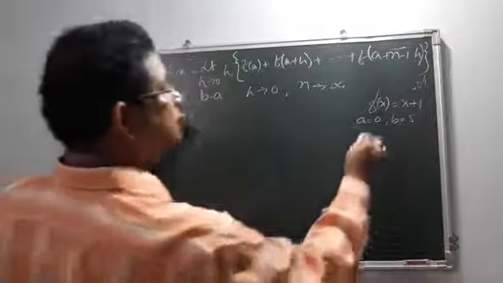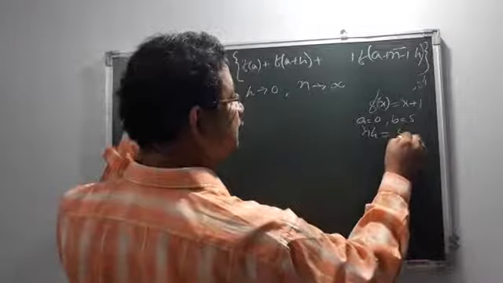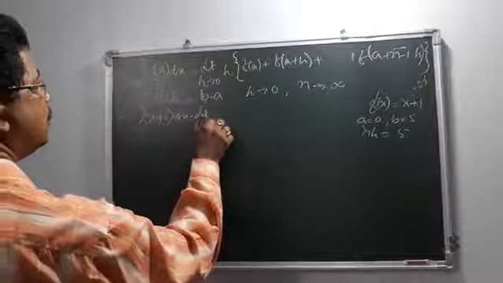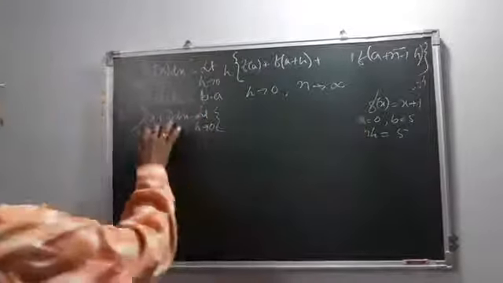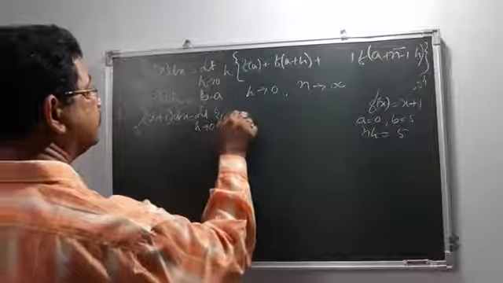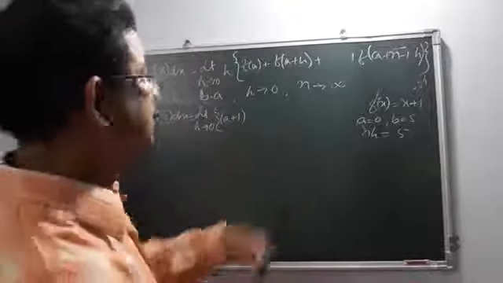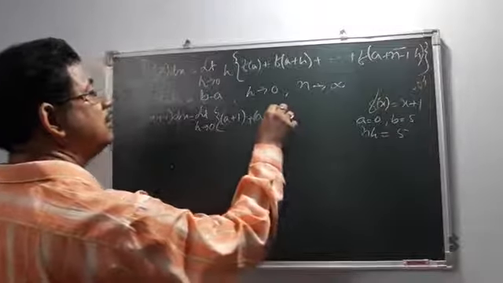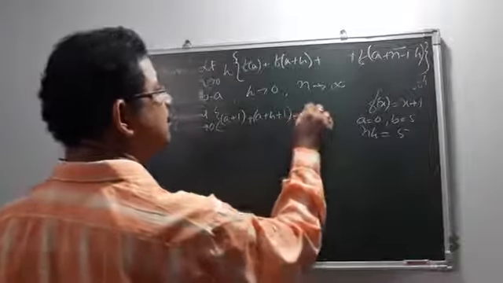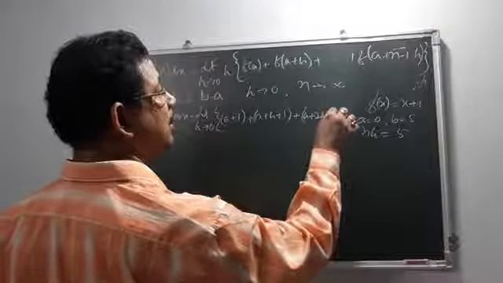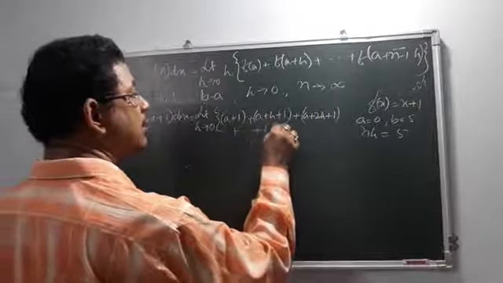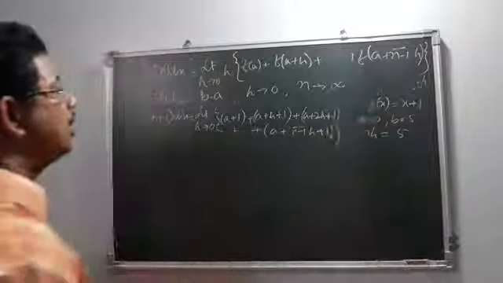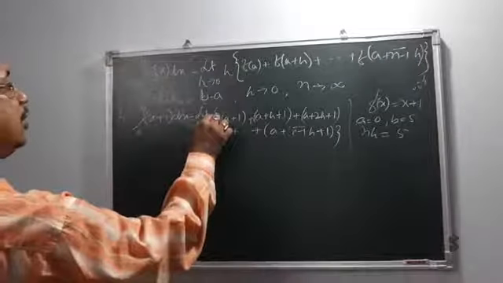So we can say nh will be what? nh is b minus a, that is 5. Now we can write limit h tends to 0 of h times f(a), if we put a, then a plus 1. If we put a plus h, then it is a plus h plus 1. If we put a plus twice h, plus 1. In this way, finally, a plus n minus 1 h plus 1. So this is the formation of this also. I have missed h here, h I will write.